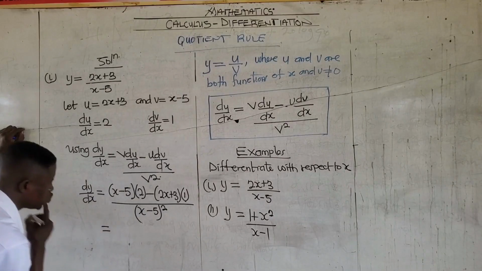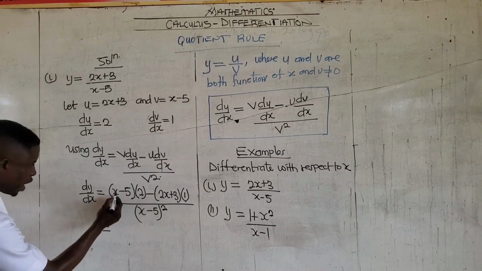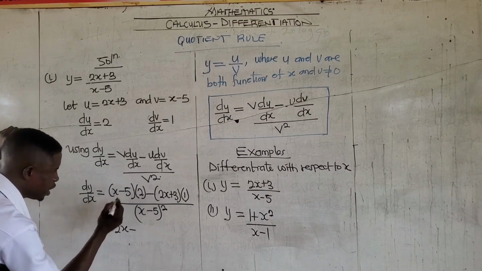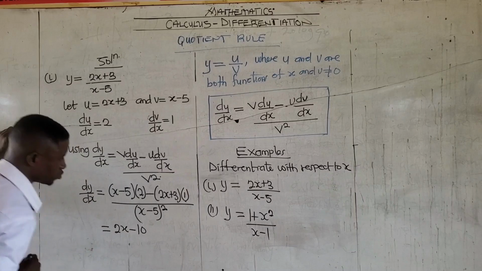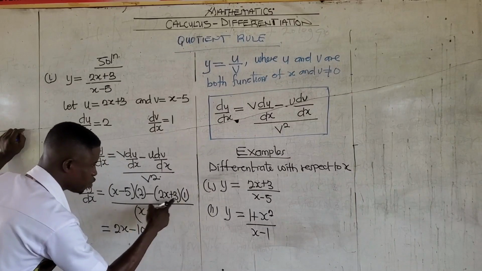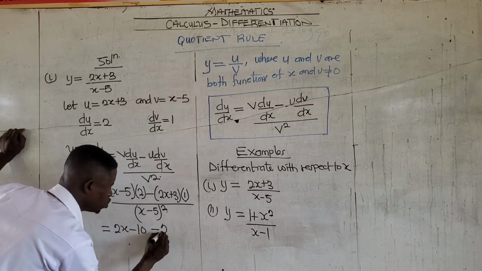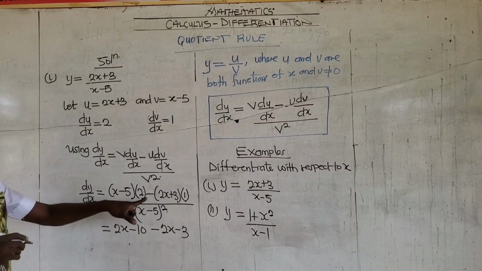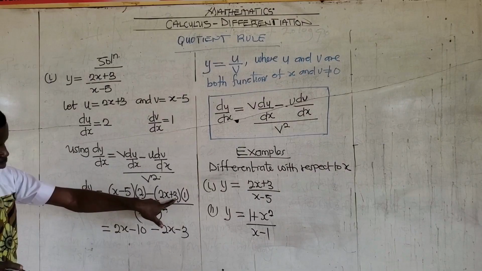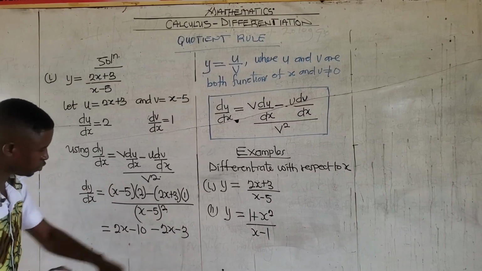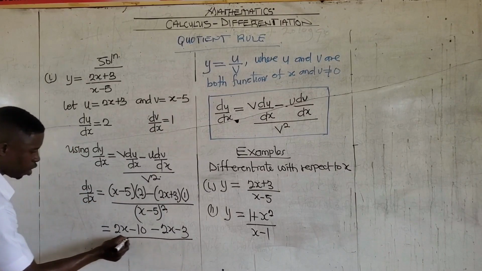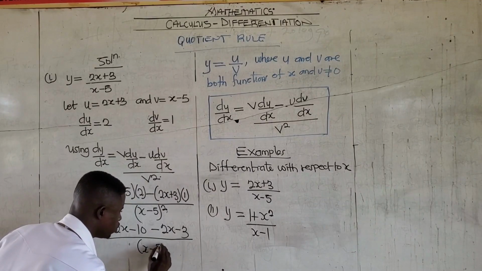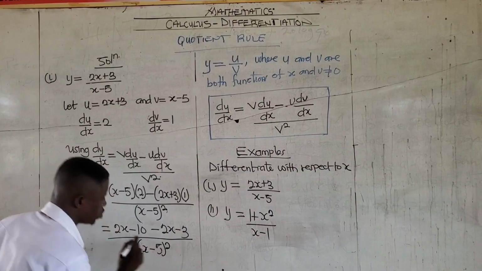So we are going to have the 2 here multiplying the x, which will give us 2x; minus 2 multiplying negative 5, you get 10. Minus this side, 1 times 2x will give us 2x minus 3. But because of this negative affecting everything in the bracket, we get negative 2x, negative 3, all divided by the square of v, which is x minus 5 all squared.